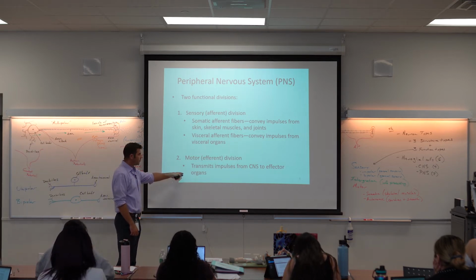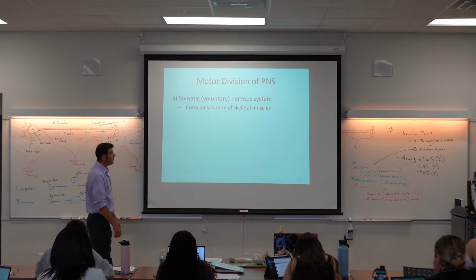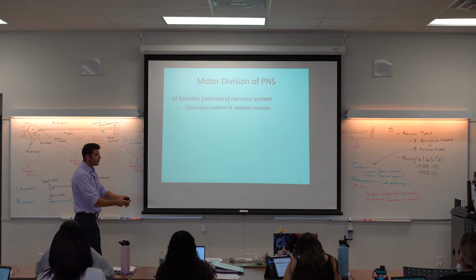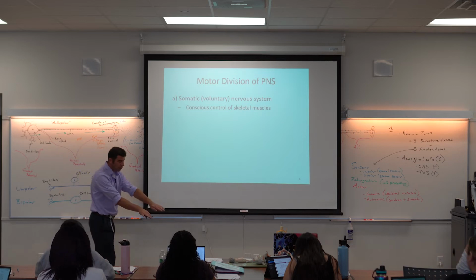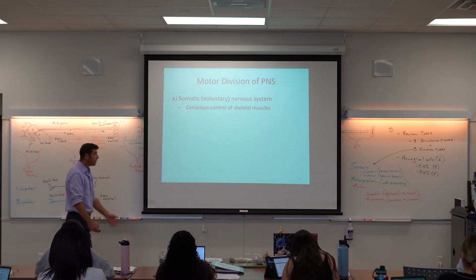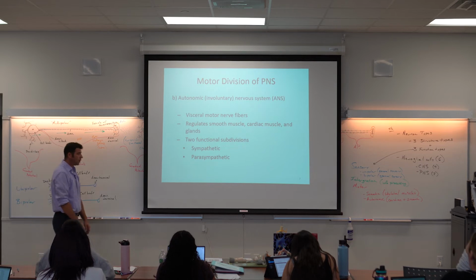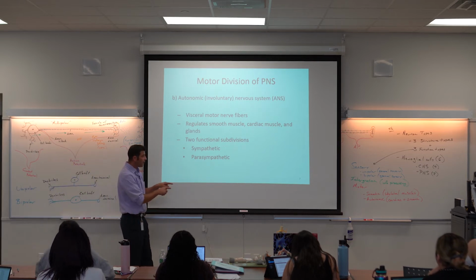Motor division, which is, I guess, what we see on the next slide, is when we're going away from the brain and spinal cord. I tried to map out that motor division as having two branches. The branch that we're in voluntary control of, the somatic division, skeletal muscles. And then the other branch was the autonomic division. I called this the autopilot. And we're going to see that there are two different settings on that autopilot.